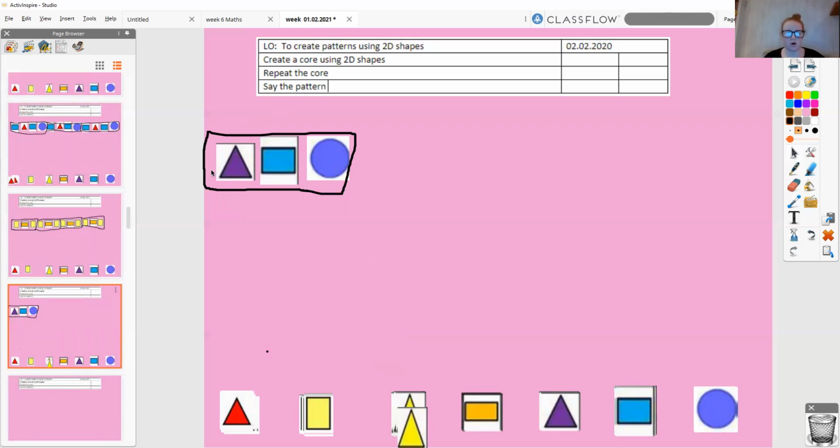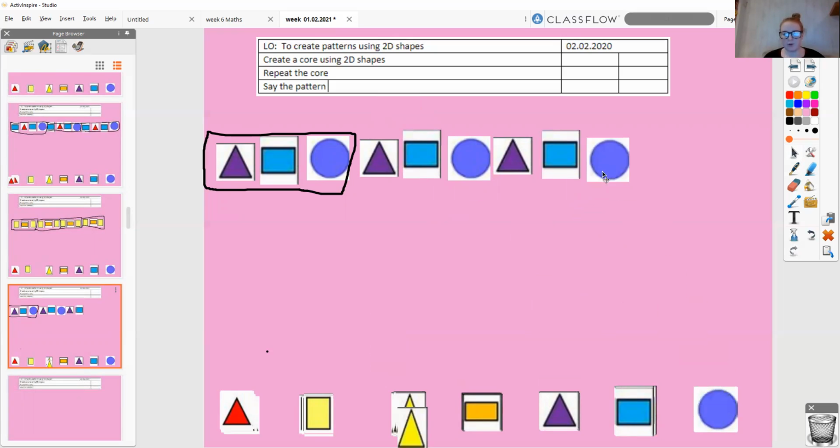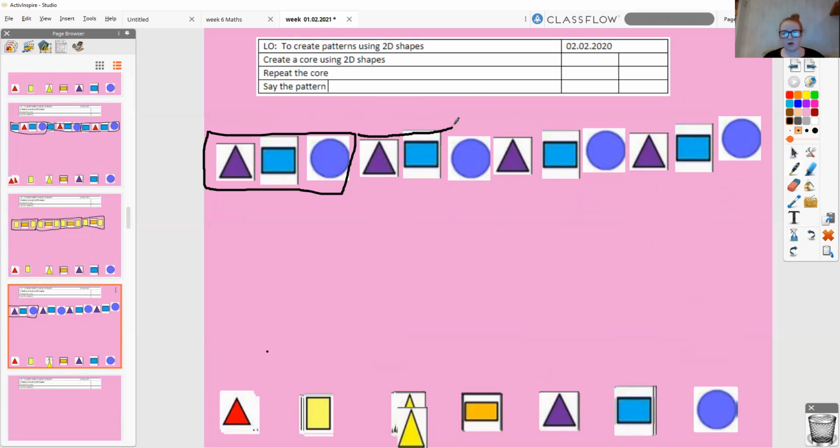So what is the start of my core? The start of my core is purple triangle. Purple triangle, blue square, blue circle. Then I'm going to start again with purple triangle, blue square, and blue circle. Let's just check all my cores are the same. I've got purple triangle, blue square, blue circle, and again purple triangle, blue square, blue circle, then purple triangle, blue square, blue circle.